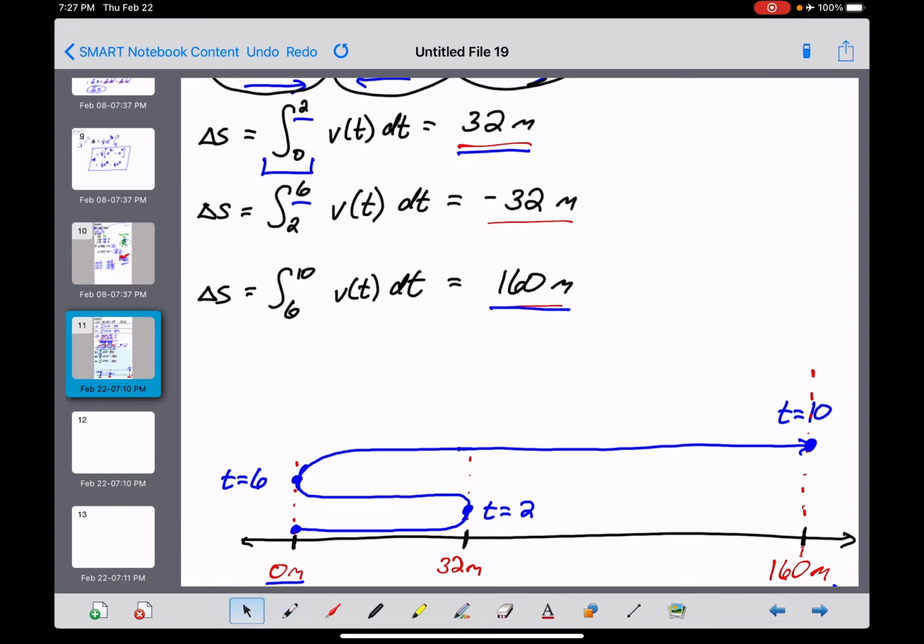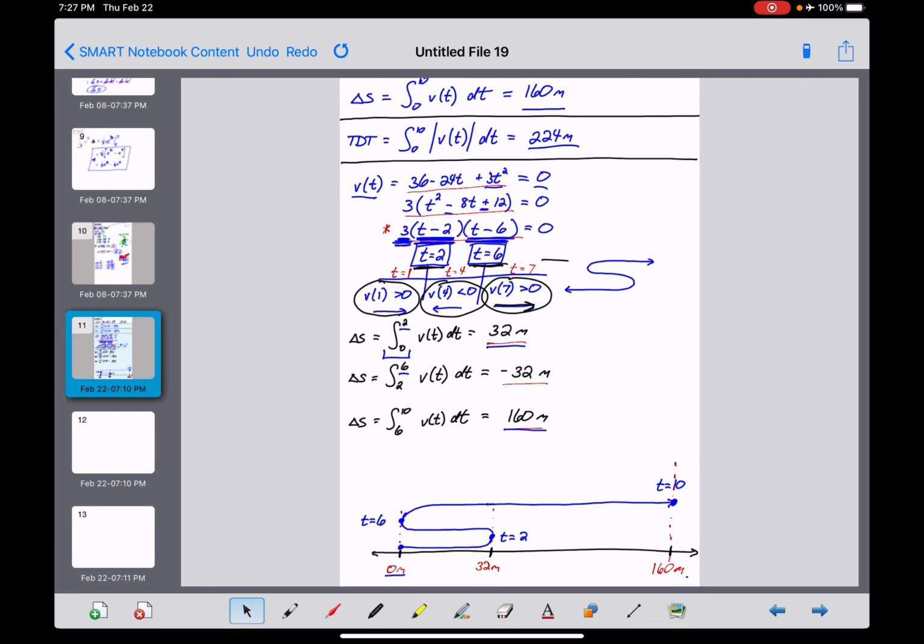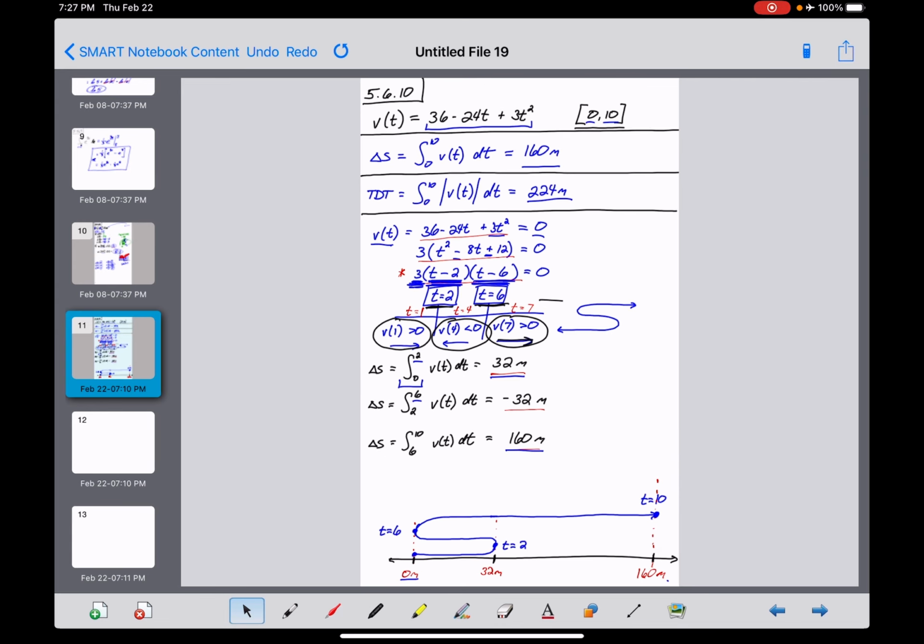So there's a lot of information that we were able to glean from this problem based on the velocity function. So kind of recapping, the overall displacement is 160, meaning we ended 160 meters further to the right than where we started. The total distance traveled, 224. What did we do, guys? We moved 32 meters to the right, 32 meters to the left, and then 160 meters to the right.